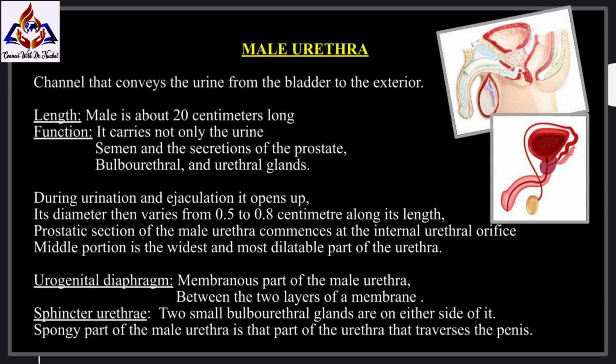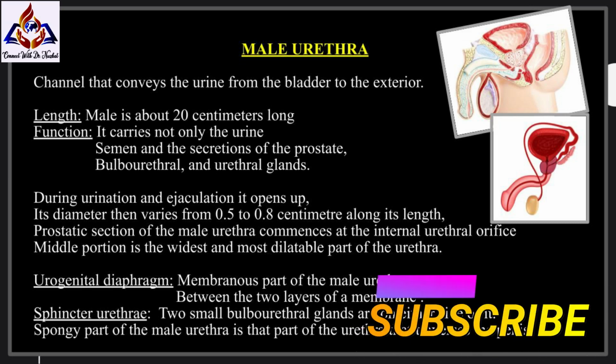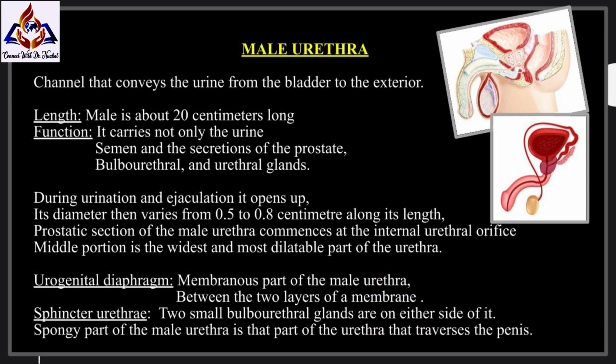The male urethra is the channel that conveys the urine from the bladder to the exterior. In the male, it is about 20 centimeters long and carries not only the urine but also the semen and secretions of the prostate, bulbourethral and urethral glands. During urination and ejaculation, it opens up and its diameter then varies from 0.5 to 0.8 centimeter along its length. But at other times, its walls touch and its lining is raised into longitudinal folds.